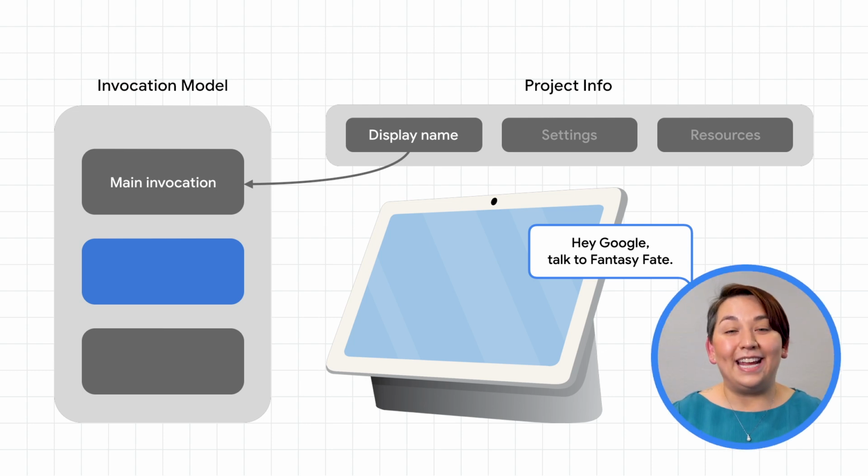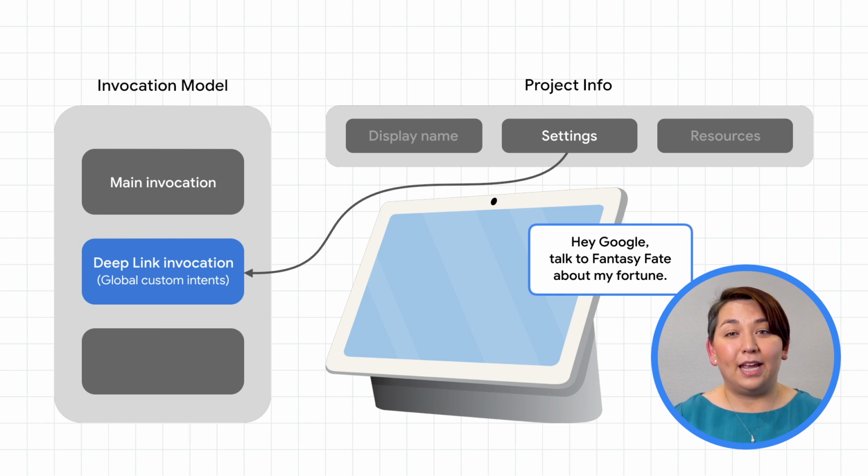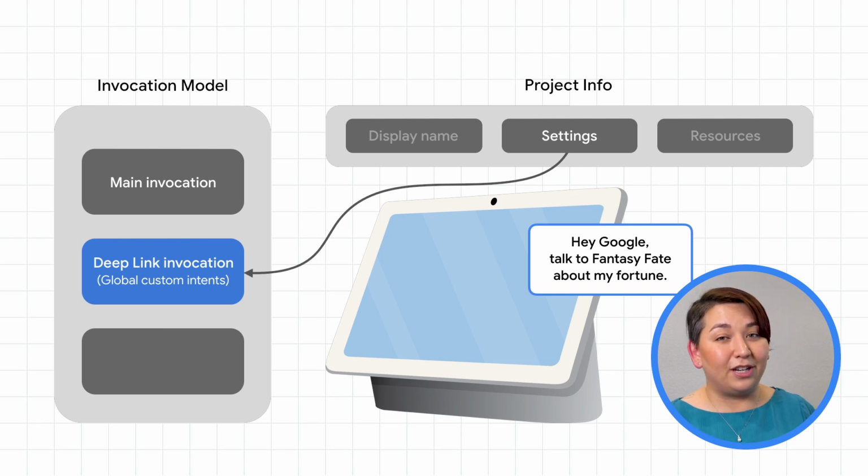You can also provide a deep link invocation. So when a user says, "Hey Google, talk to Fantasy Fate about my fortune," it will invoke your action and go directly to that particular section of the conversation. You can think of deep linking invocations as different entry points to your Actions project.